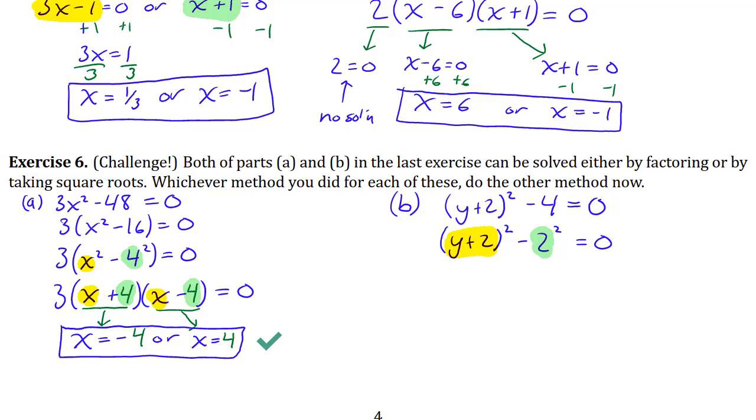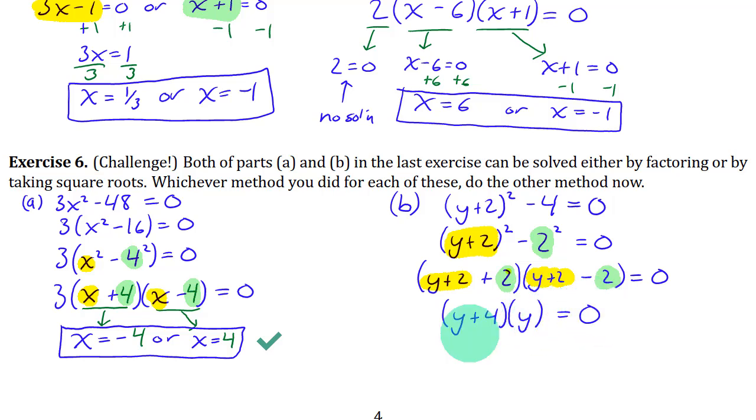Now we can factor it the same way. This is going to become y plus 2 plus 2. That's the a plus b part. And then we need the a minus b part over here. That would be y plus 2 minus 2 equals 0. And then I can just combine some like terms here. Y plus 2 plus 2 is just y plus 4. Over here, plus 2 minus 2 is 0, so this is just y. All right, so if this factor is 0, that will give you y equals negative 4. If this other factor is 0, that will give you y equals 0.